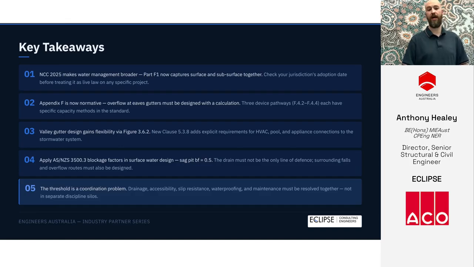Fourth, apply blockage factors in surface water design. Sag pit factor is 0.5. Design the surrounding falls and overflow routes, not just the inlet. Fifth, the threshold is a coordination problem. Drainage, accessibility, slip resistance, waterproofing, and maintenance must be resolved together, not in separate discipline silos.